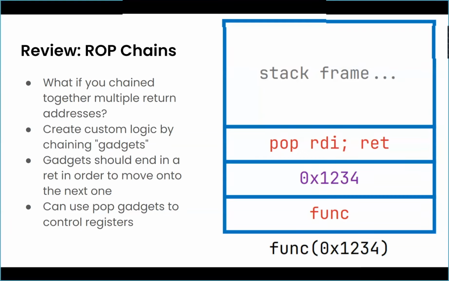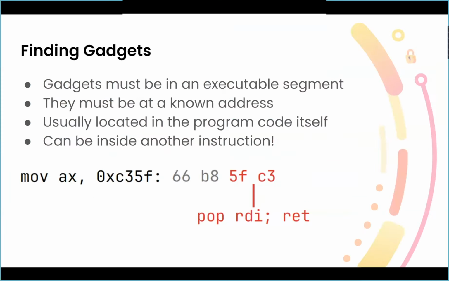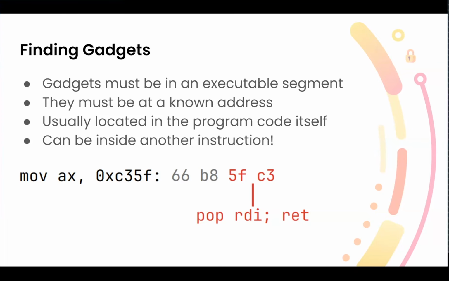It isn't restricted to just pop RDI ret. You can use any gadget. Ideally it ends in a ret, because it's very hard to use otherwise. But this lets you chain together different amounts of code. Finding gadgets is a little bit hard. First of all, they have to be in an executable segment, so basically the program code itself. You can't really supply it, so for these reasons it's usually located in the program code itself.